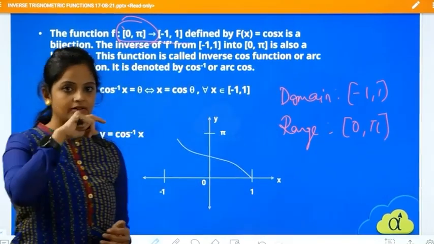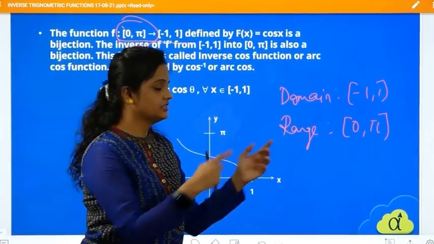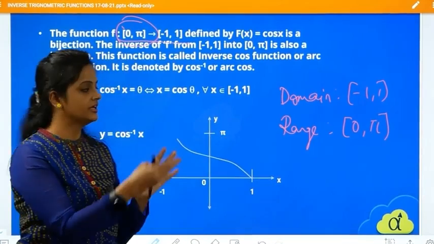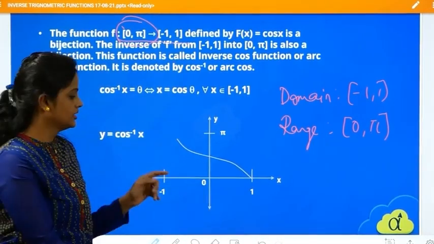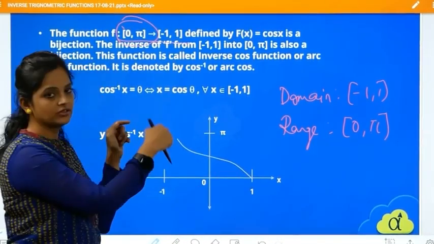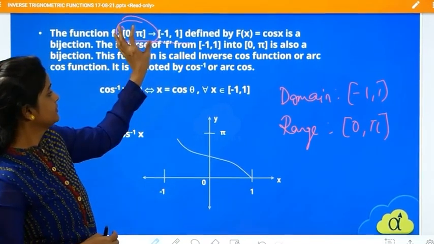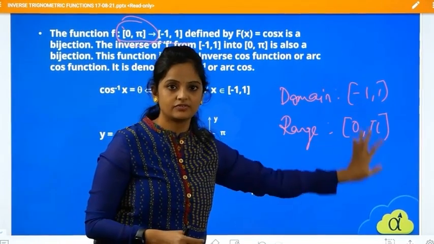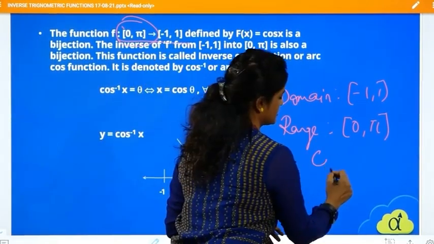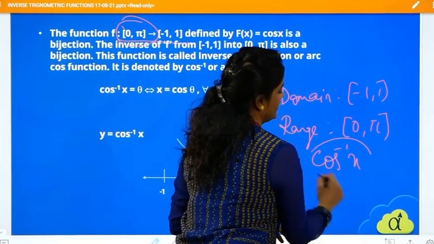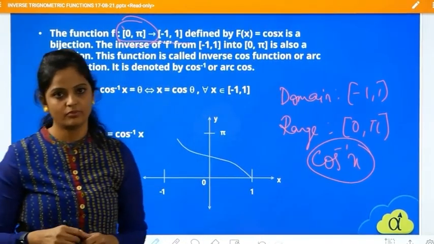That is one interval that I am getting there as a range, and repeated values will be there if I take the other interval. So this is one interval where all the values are there and I am getting all different values. So this will be the domain and this will be the range for cos inverse. Okay, restrictions you have to remember properly.